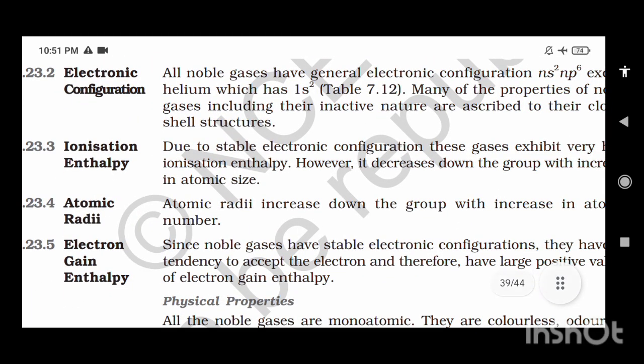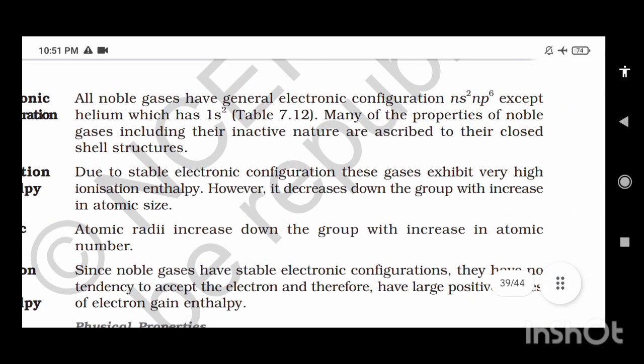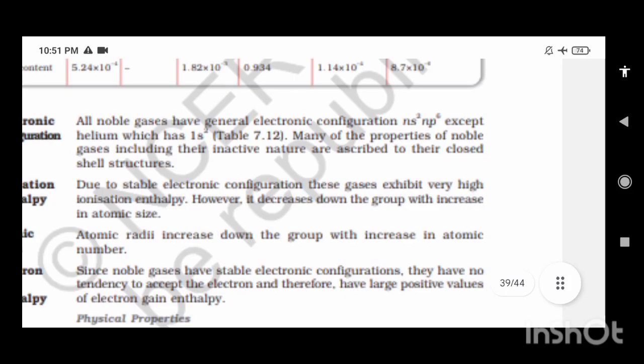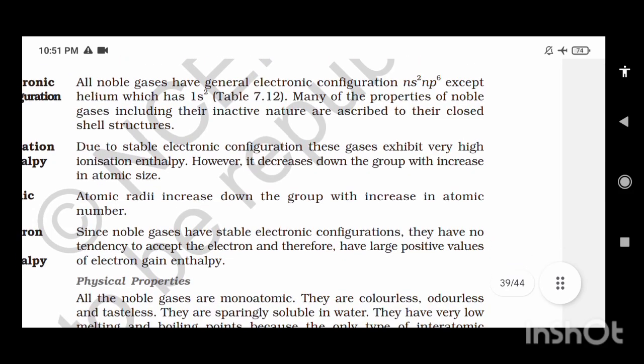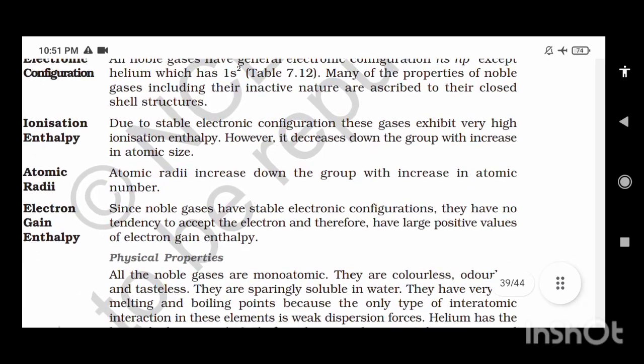Some physical properties of the group 18 elements: the electronic configurations. All the noble gases have the general electronic configuration ns2np6, except helium, which has 1s2. Many of the properties of noble gases, including their inactive nature, are ascribed to their closed shell structures.